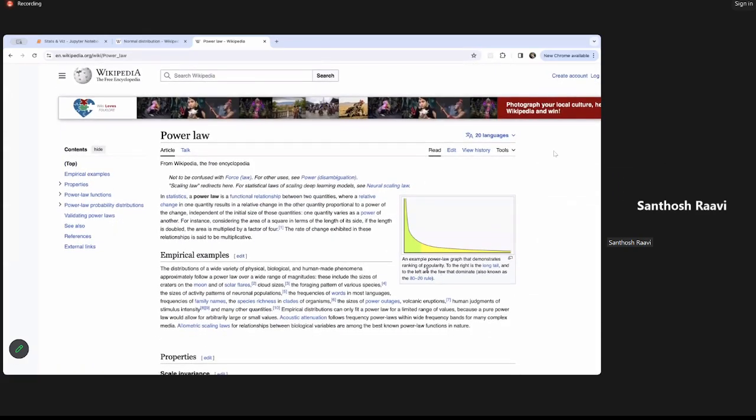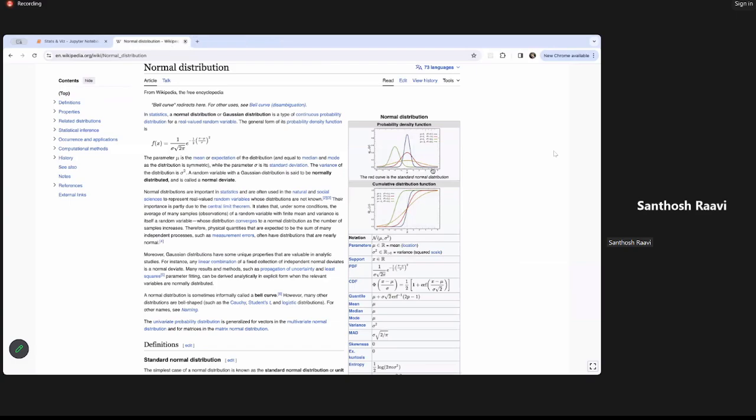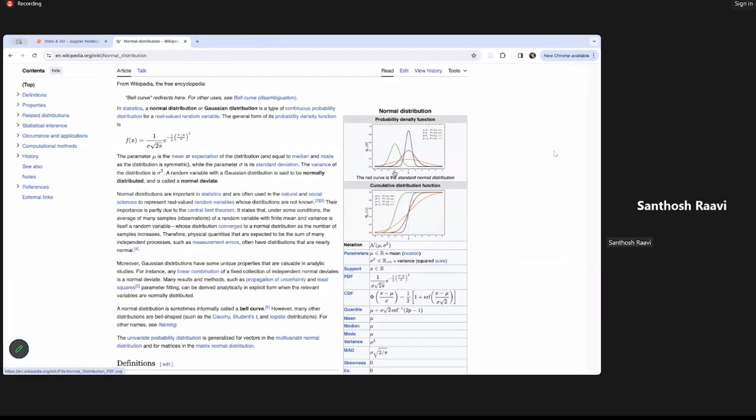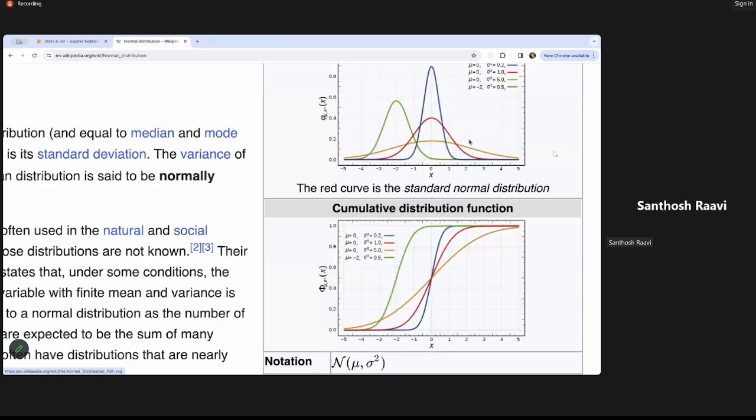This is the power law distribution. And the Poisson distribution and student t distributions all follow the same bell-shaped curve. So there is no need of converting them into the normal distribution, because they are derived from this particular bell-shaped curve only. So no need to worry about that.